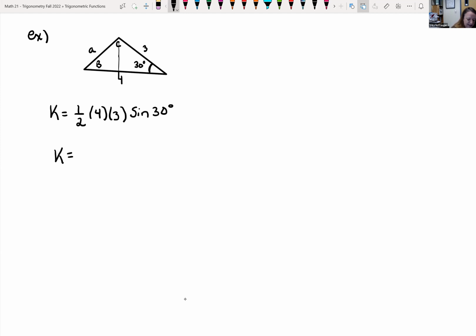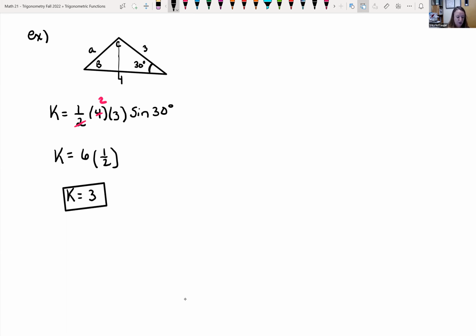So the area is equal to, well, simplifying this, I know 2 goes into 4 twice. So 2 times 3 is 6, times sine of 30 degrees, which you should know, which is 1/2. So the area is equal to 3. If I had units in here, I would put units, that unit squared.